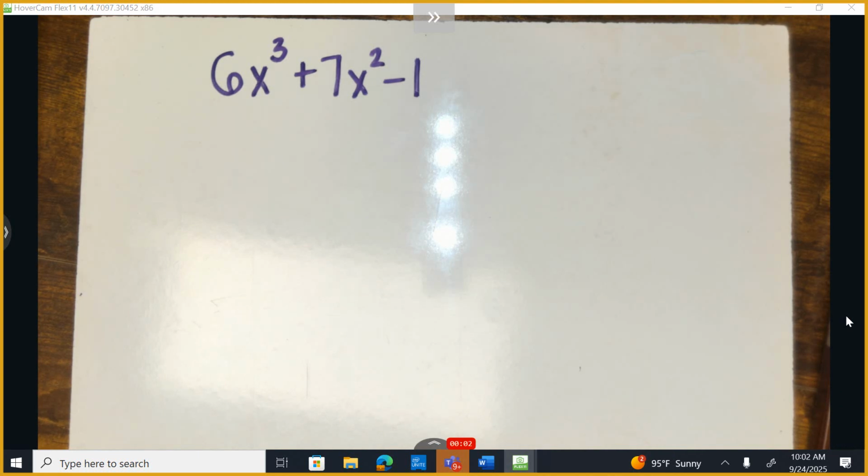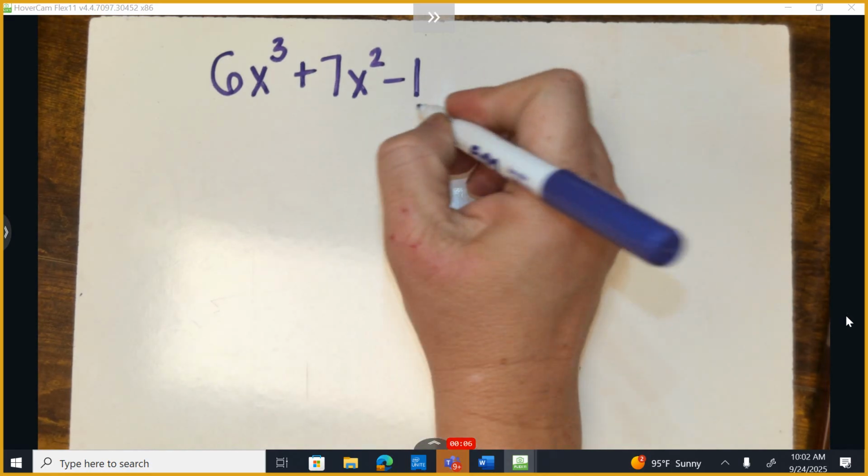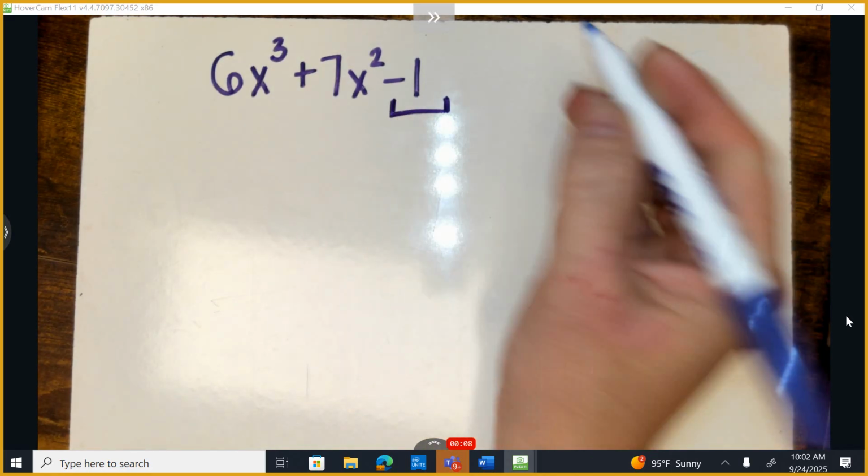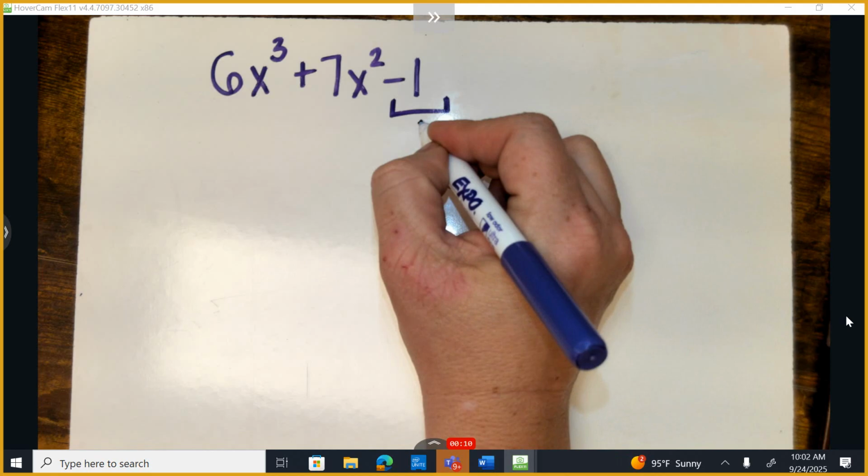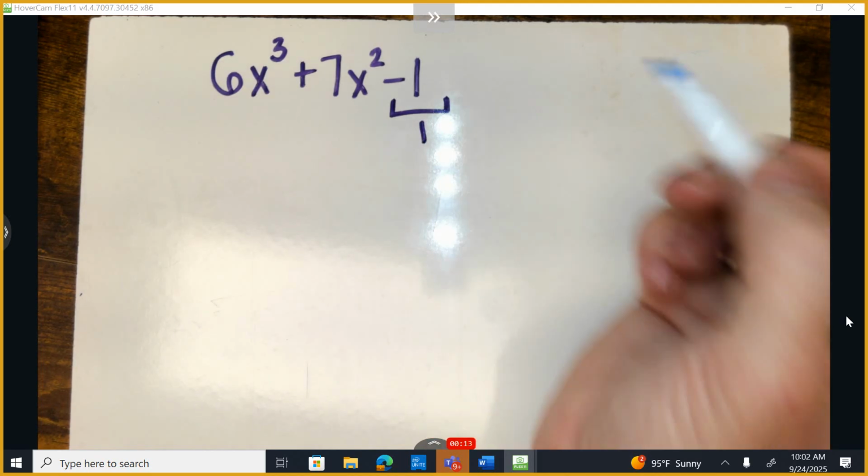We are going to identify the solutions to this polynomial equation. So how do we do that? With me, please write this down on your board if you're in class. We're going to start by identifying the factors of the constant. So the factors of 1 would just be 1.